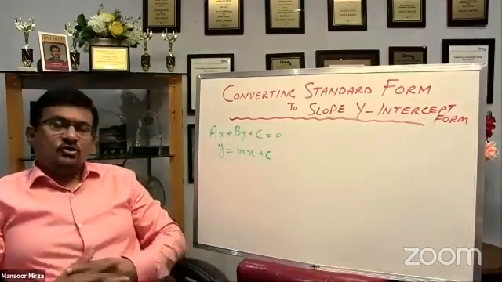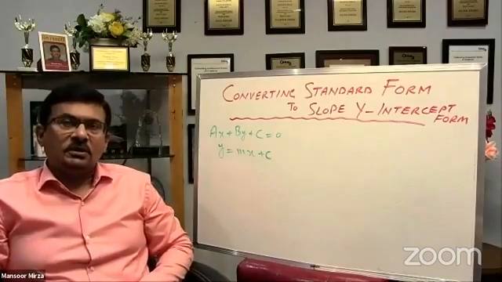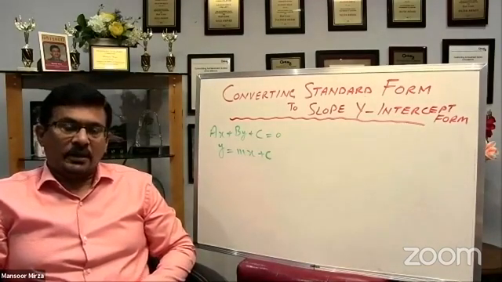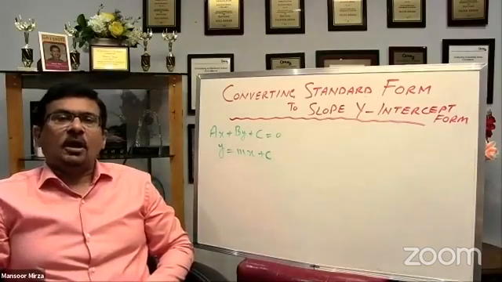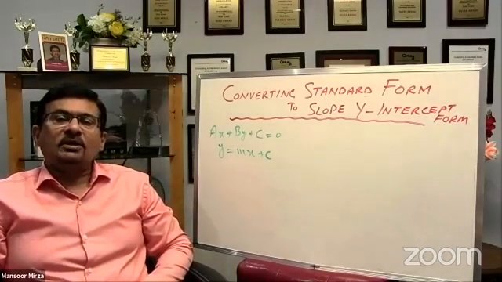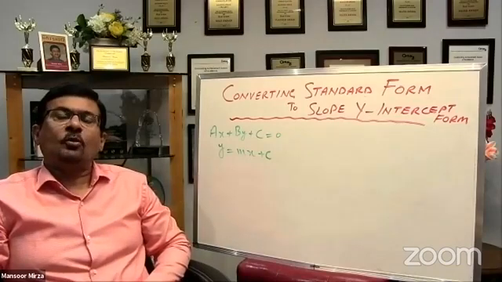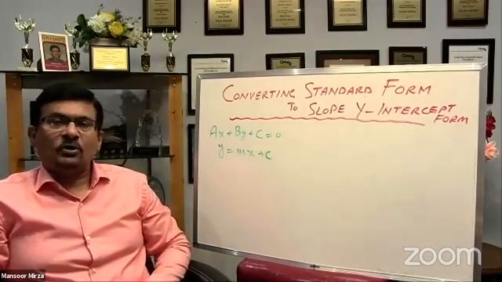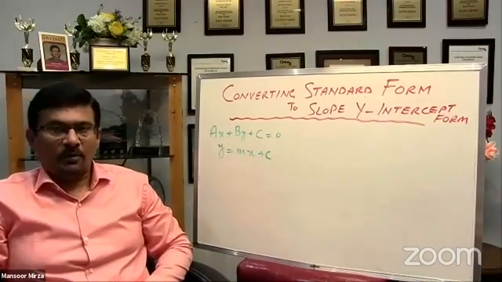Today's topic I'm going to repeat from last week, so that all those students who were not able to get it because of the audio issue can follow. The topic was converting a standard form of equation to a slope y-intercept form or vice versa. In another way, from y-intercept form to standard form, or standard to y-intercept form.